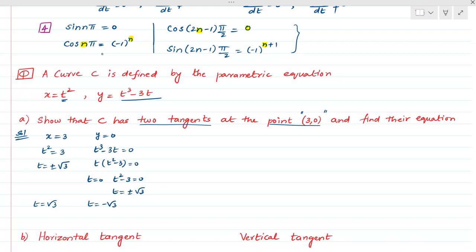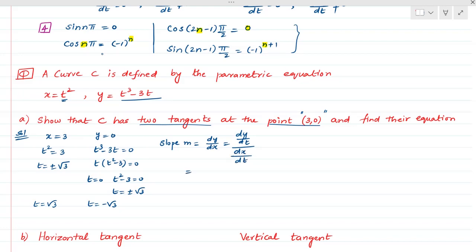In order to calculate the tangent, I have to first calculate the slope. What is the slope of the tangent? Slope is nothing but the derivative. So what is the derivative? m is equal to dy over dx. So how will you calculate dy over dx? It is dy over dt divided by dx over dt.